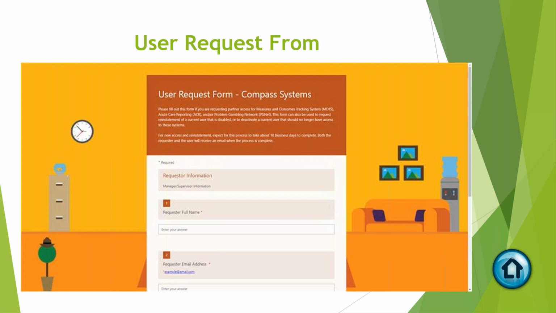So we've come up with a new online form that is very user friendly, and you can use it to request a P number for a new user. You can let us know if somebody has left your organization and their P number needs to be inactivated, or perhaps the person's been there for quite a while but hasn't logged into MOTS, and therefore their user ID is inactive. You can request that they be re-enabled.